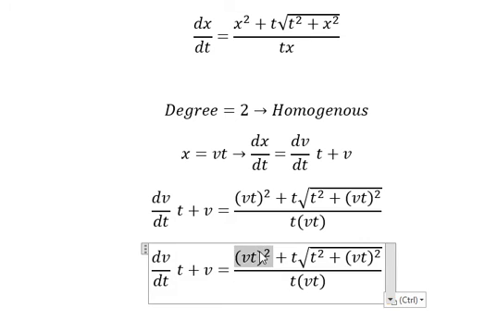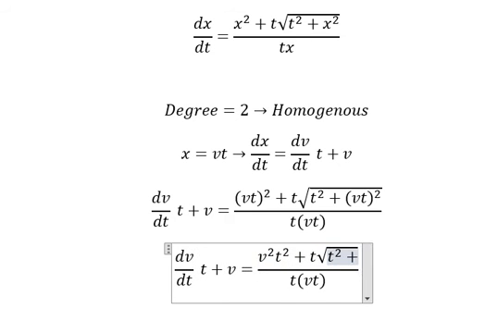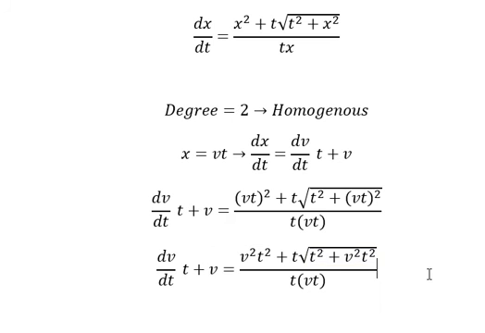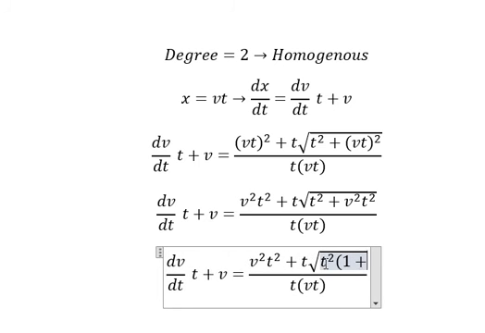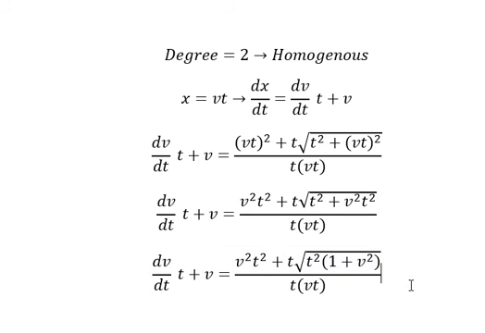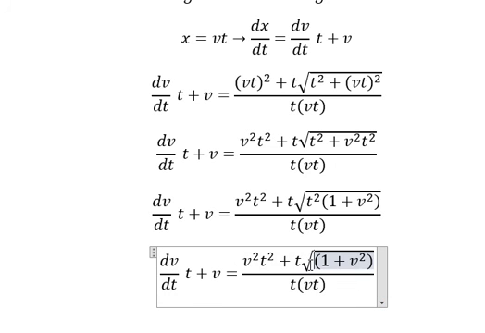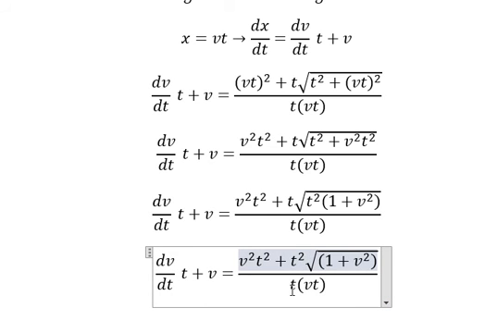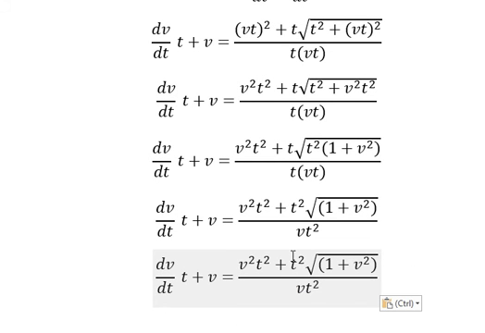So we have v squared t squared. This one we have v squared t squared. So t squared and t squared we can do factorization. The square root of t squared, we have t, so we have t squared in here. T and t, we have t squared. So we simplify t squared and t squared.